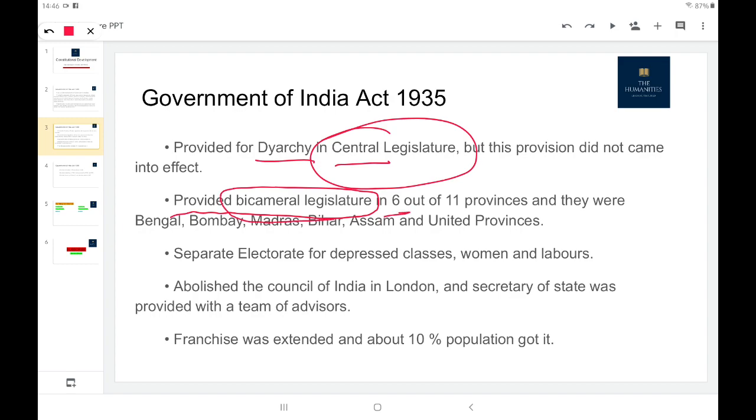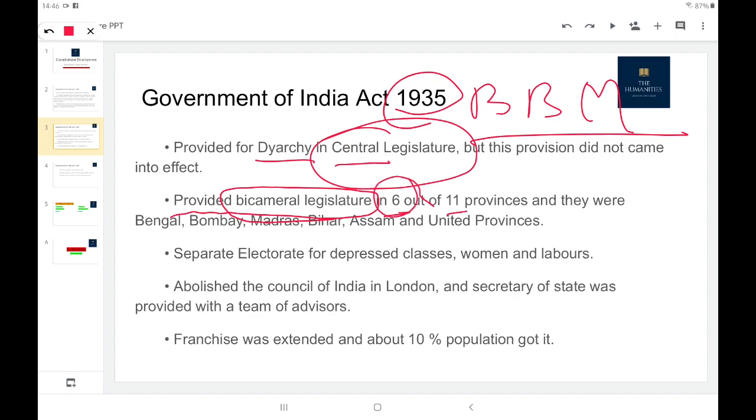When the British government started its rule over India, there were mainly 3 provinces over there, the BBM, that we call Bombay, Bengal, and Madras. By the year 1935, there were a total of 11 provinces. And of these 11 provinces, in 6 provinces, bicameral legislature was provided through this act. Those 6 provinces were first 3, Bombay, Bengal, Madras, and then Bihar, Assam, and UP. So in these 6 provinces, bicameral legislature was introduced through the 1935 Act.